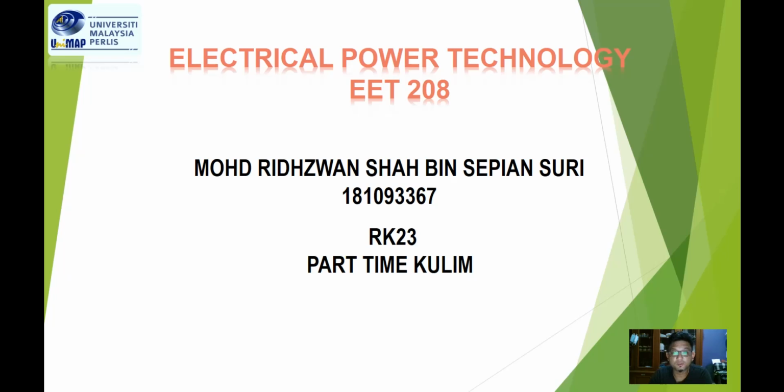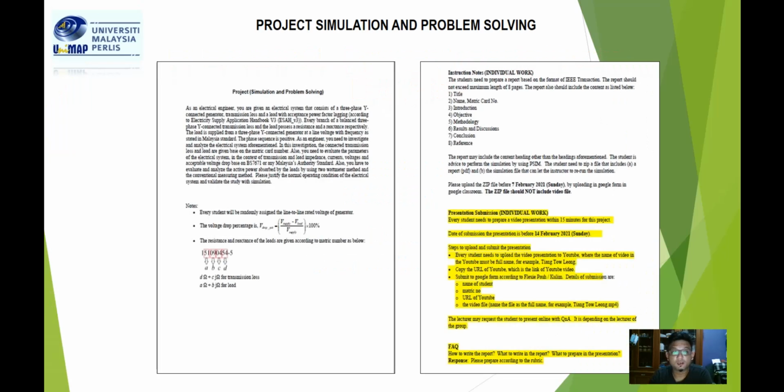My name is Mohd Ridhzwan Shah bin Sepian Suri. My matric number is 1810933667. I am from program AK23, group part-time Kulim. Today I want to present my project simulation and problem solving for EET 208 Electric Power Technology for the topic 3-phase Y connected generator.